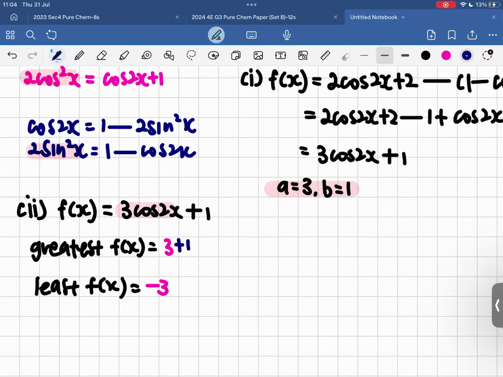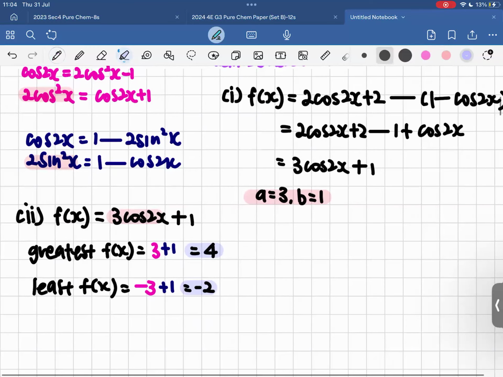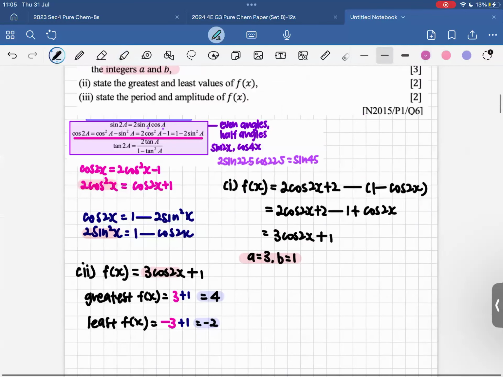So just plus 1 from here. So this is 4 and this is minus 2. So this will be my answer. Greatest and the least will do. You don't have to deliberately do it in an inequality. This is fine. Just listing it out is great.